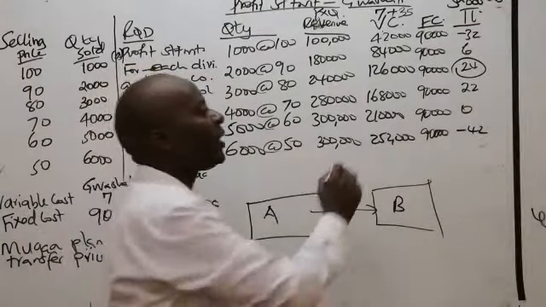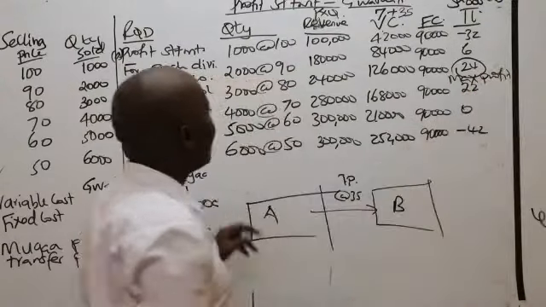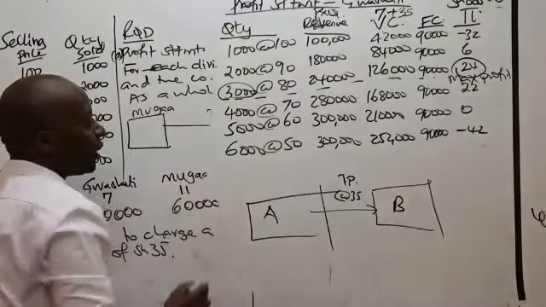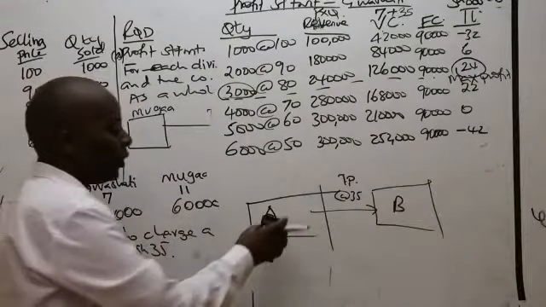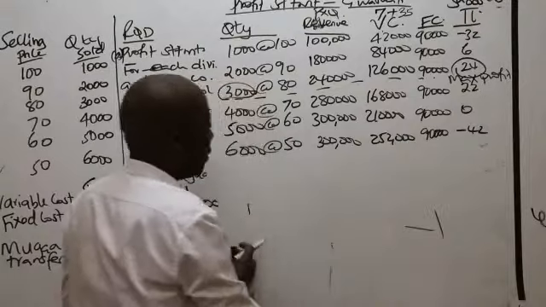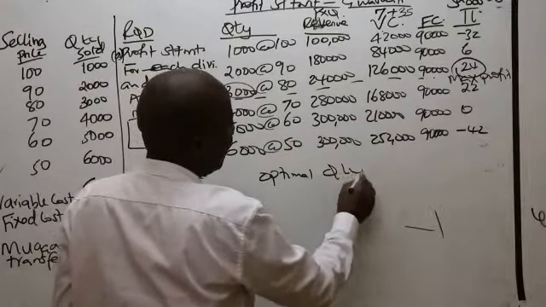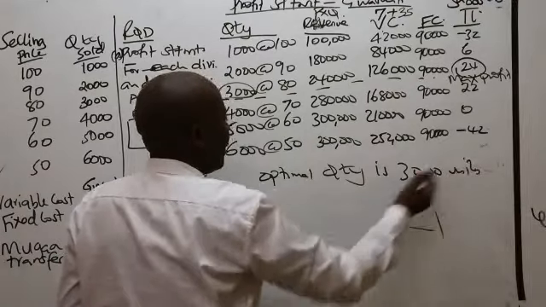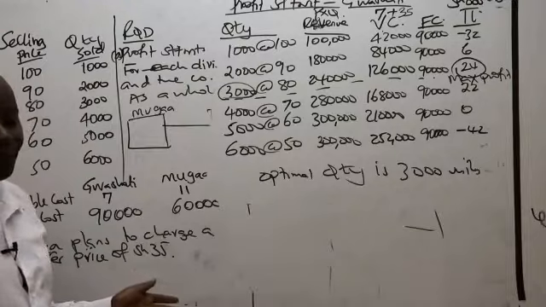So I'll come and say max profit, and therefore, ladies and gentlemen, the quantity that corresponds to this is 3,000, which becomes our optimal quantity. The optimal quantity is 3,000 units.